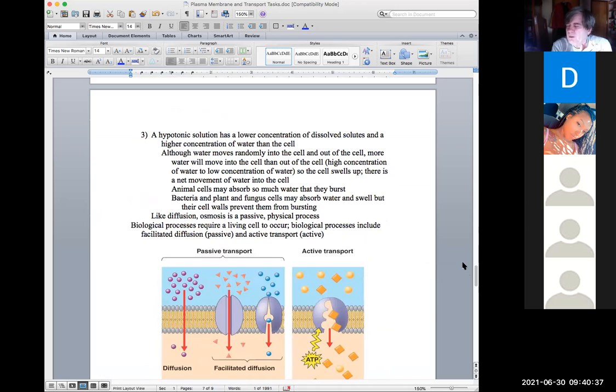So when we look at diffusion and osmosis, they're both physical processes. They don't need a living cell, so they can be used in industry. They're both passive processes. They don't need any energy. So if we can use them in industry, it's beneficial because it's a cheap process. It doesn't necessarily require any energy.